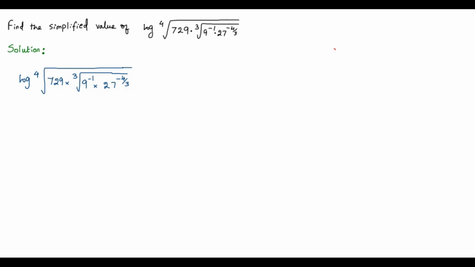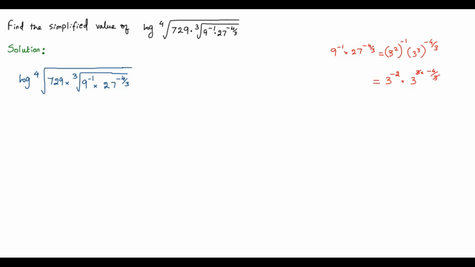So let's simplify the value of 9 to the power of minus 1 times 27 to the power of minus 4 by 3. We already know both 9 and 27 are the exponents of 3, so we can write 9 as 3 square. So for 9 we have negative 1 exponent, so the same should be taken here, and 27 can be written as 3 cube, and for the 27 we have the exponent minus 4 by 3, the same is taken here. The next step, we have to multiply these two exponents here and these two exponents here. So 3 to the power of 2 times minus 1 will be minus 2 times 3 to the power of 3 times minus 4 by 3.